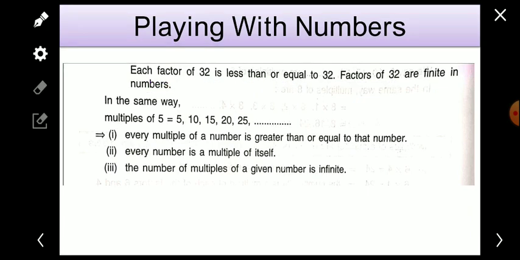Now we'll talk about the multiples. Multiples of 5 are 5, 10, 15, 20, 25. If you keep on writing, it will go to infinity: 5, 10, 15, 20, 25, 30, 35.